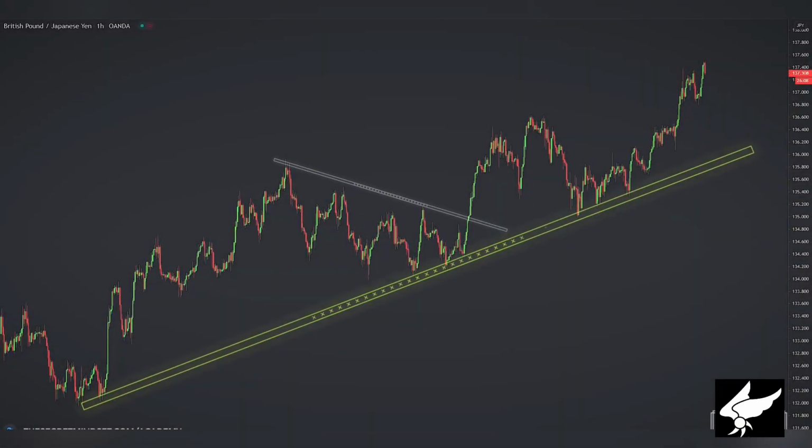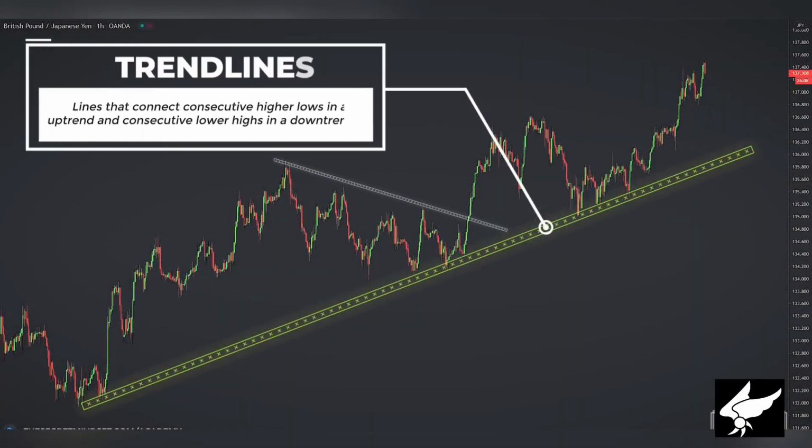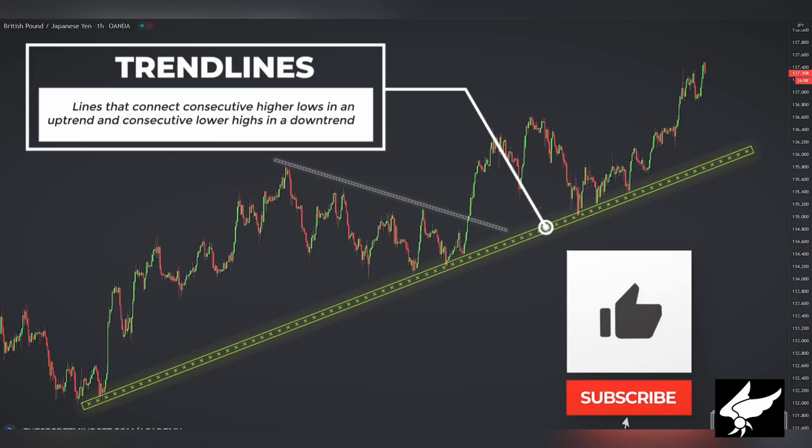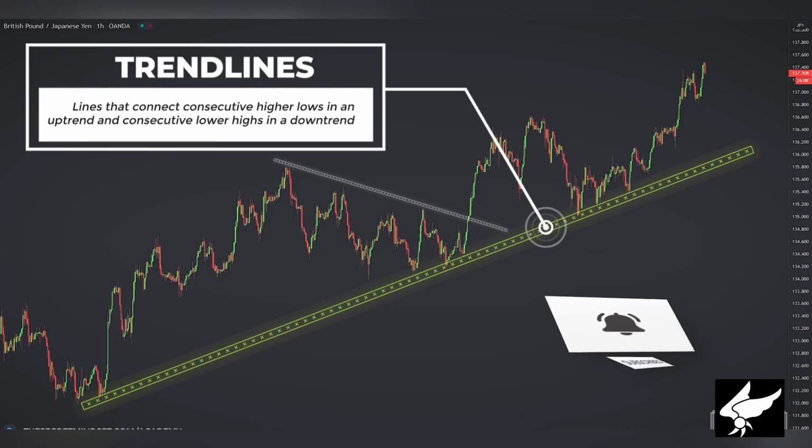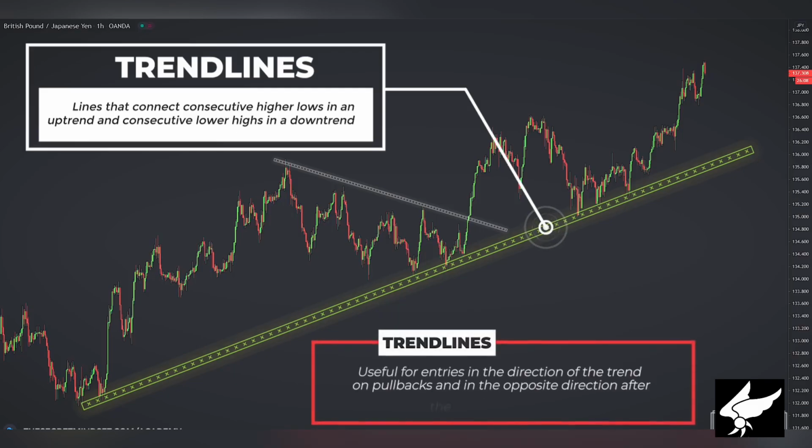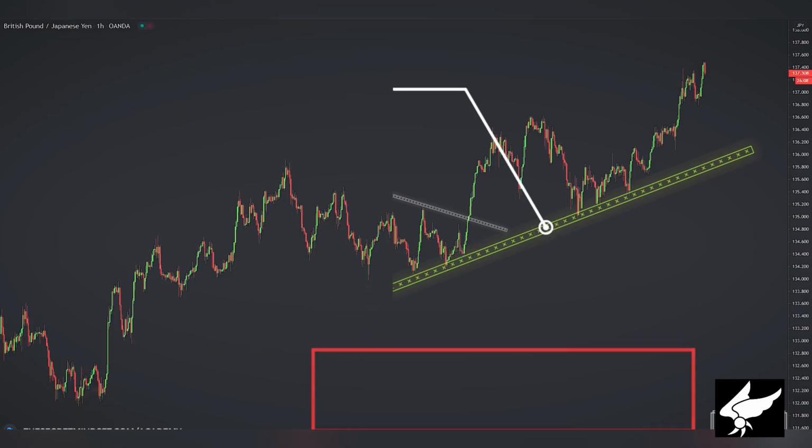One of the most efficient tools to follow a trend are trend lines. Trend lines are lines that connect consecutive higher lows in an uptrend and consecutive lower highs in a downtrend. A trend line is most helpful when looking for entries in the direction of the trend on pullbacks and in the opposite direction after the trend line is broken.